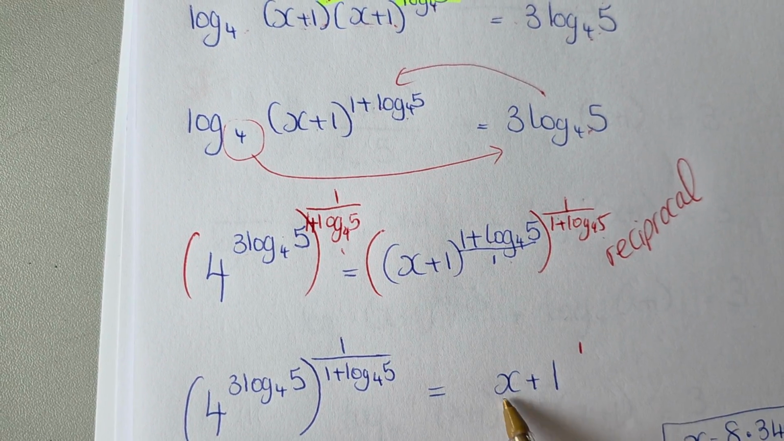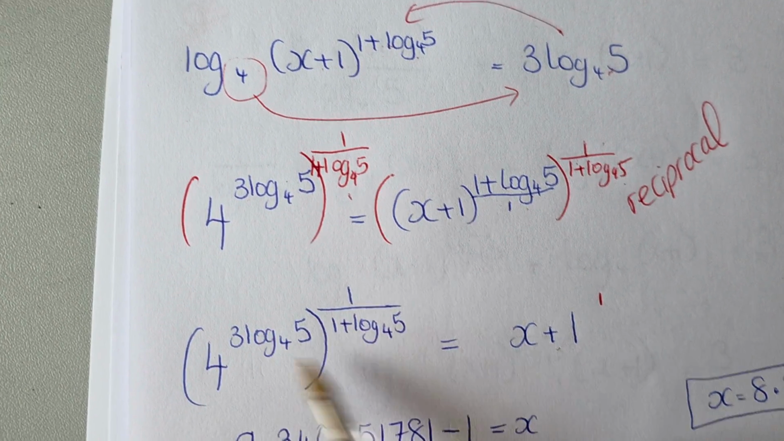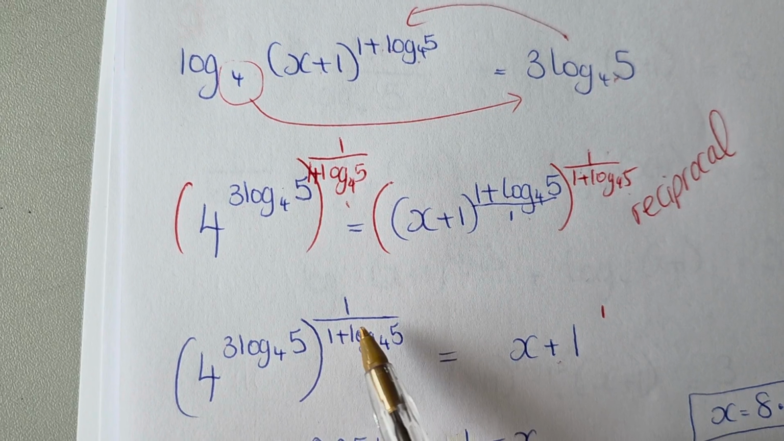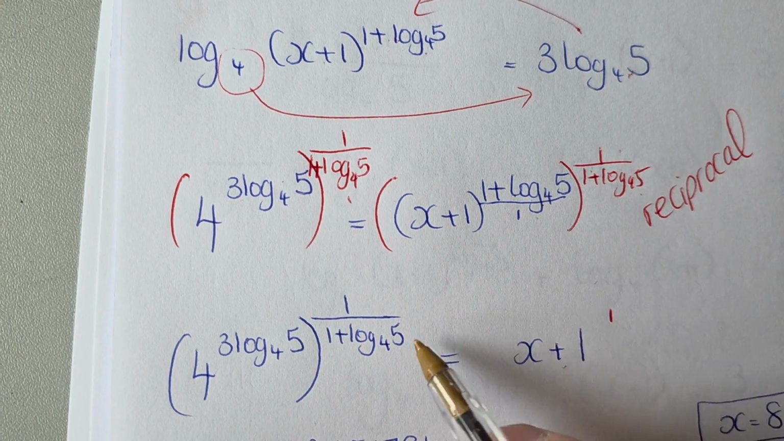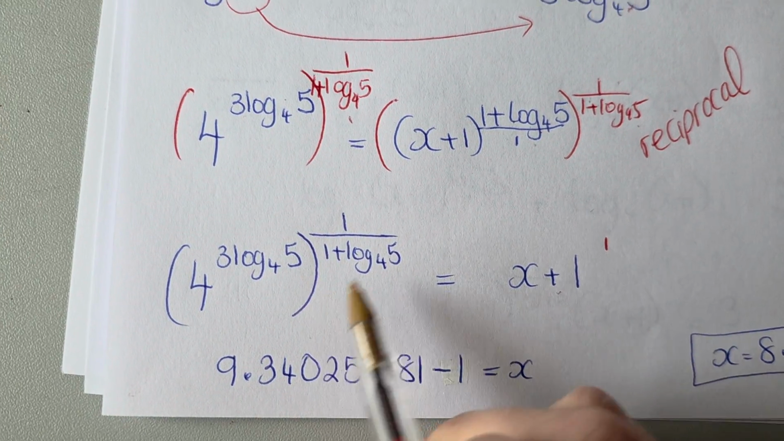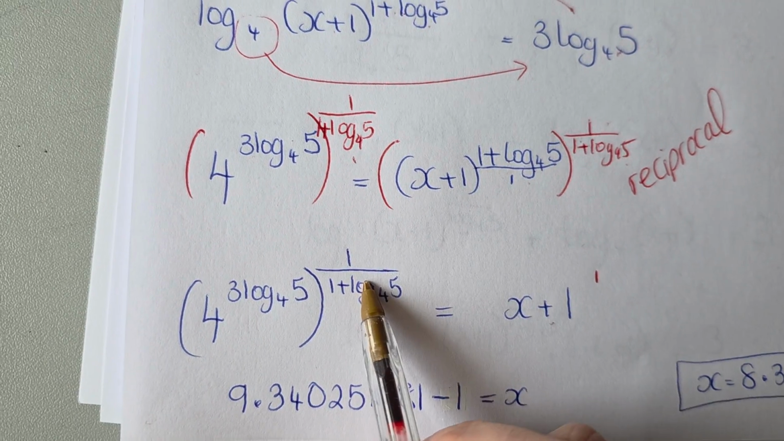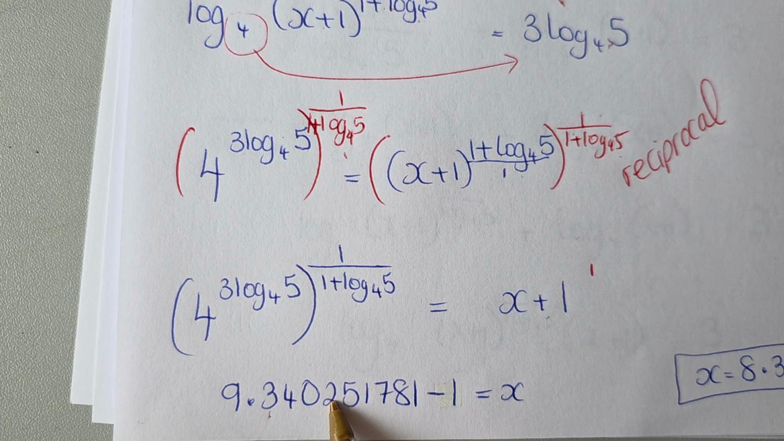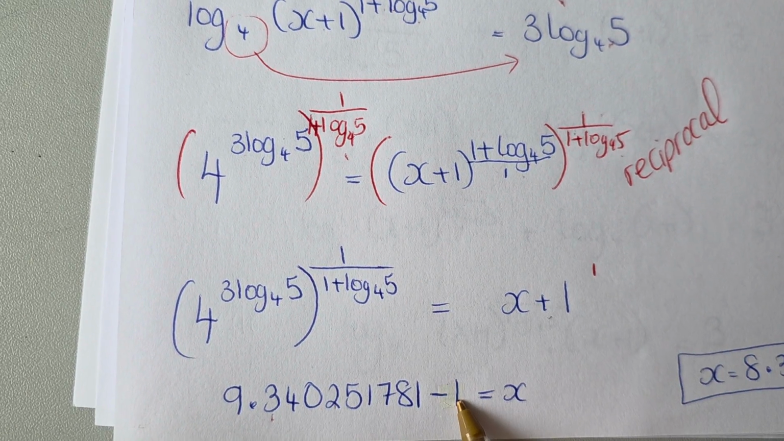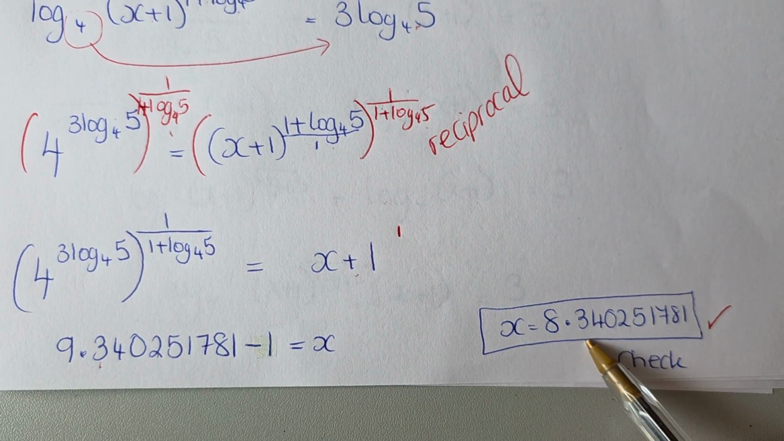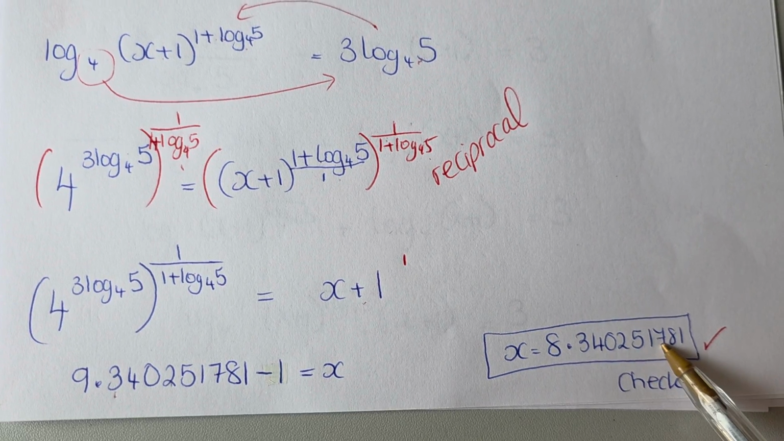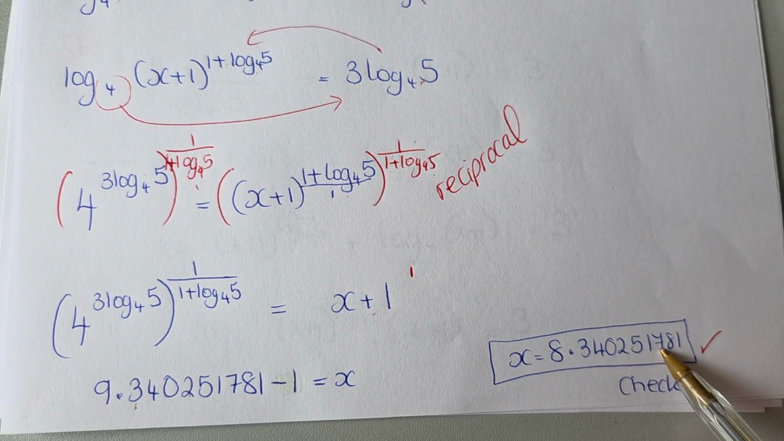Okay, so now you're just left with x plus 1 is equal to this ugly looking thing, but it's still just a number. Bring over the 1 and subtract it to get x on its own, and then you can put all of that into your calculator. Okay, so 4 to the power of that to the power of that is 9.3402. Bring over the 1 and subtract it, which means your final answer is 8.3402511781. And unless you are asked to round it, don't.